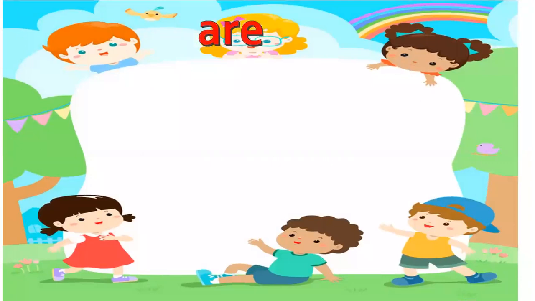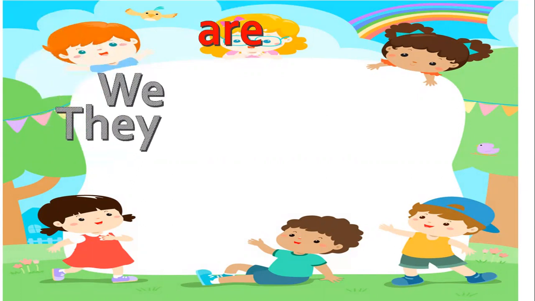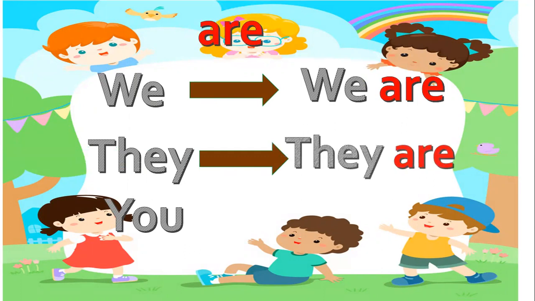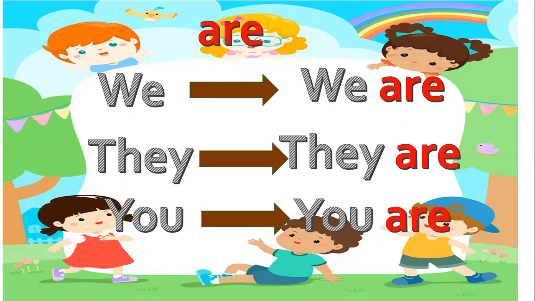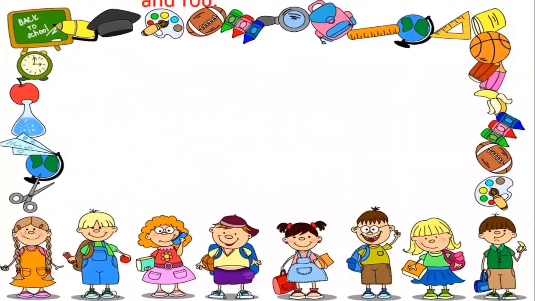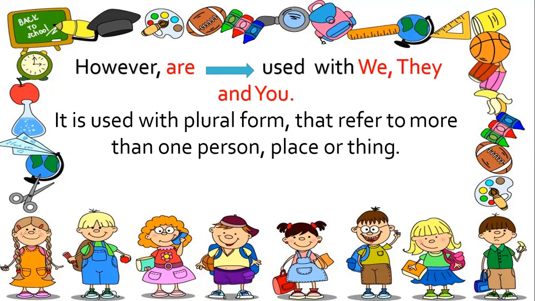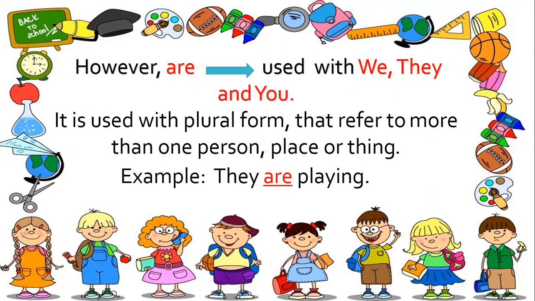And then are. Are is used with we, they, you. We are. They are. You are. Are is used with we, they, and you. It is used with plural form that refers to more than one person, place, or thing. Remember, are is used with plural form. Okay, children. Example, they are playing. Here, they refers to plural form. So we are using are.